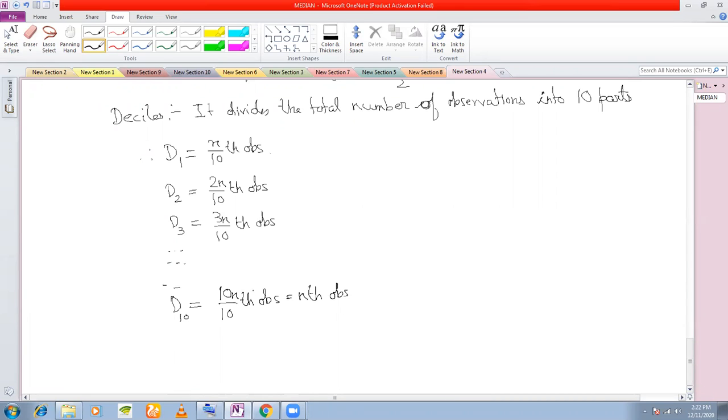So you have the first decile, D1, the second decile, D2, and so on, up to the 10th decile. Okay. This is how we define deciles. Next, we come to percentiles.